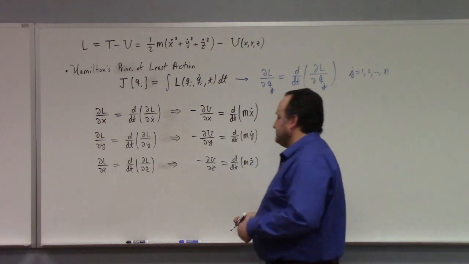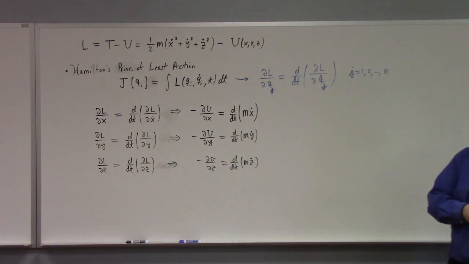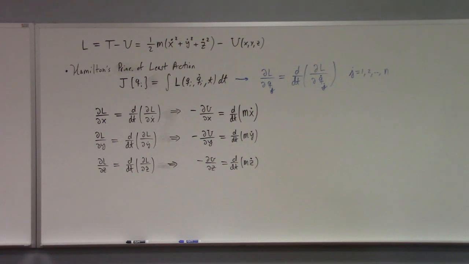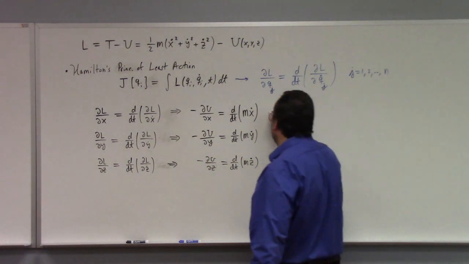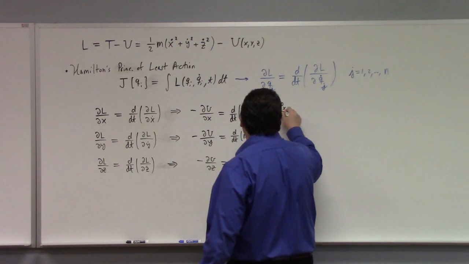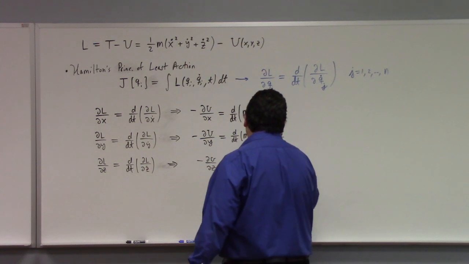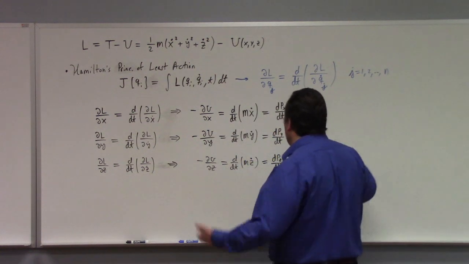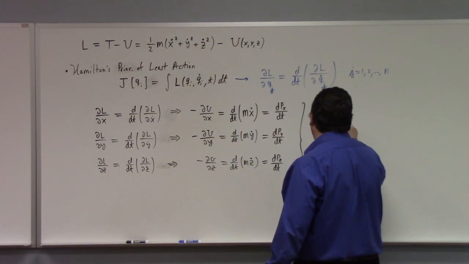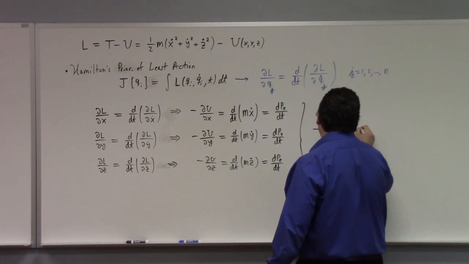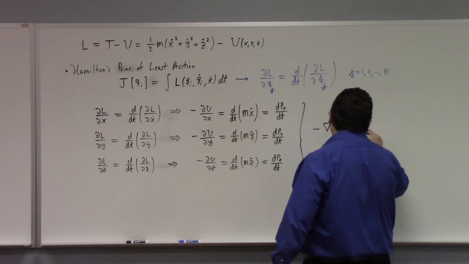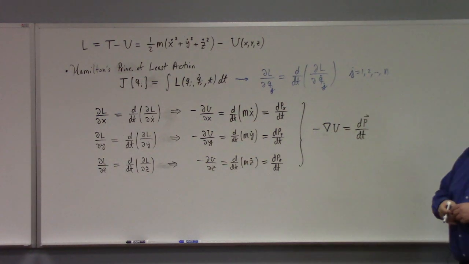But what is this? What is m x dot? It's nothing more than the x component of the momentum. So what we're looking at here is dp_x/dt, dp_y/dt, dp_z/dt. In other words, taken collectively, it's nothing more than minus the gradient of the potential energy equals dp/dt. So the Euler-Lagrange equations reproduce Newton's equations as they ought to.